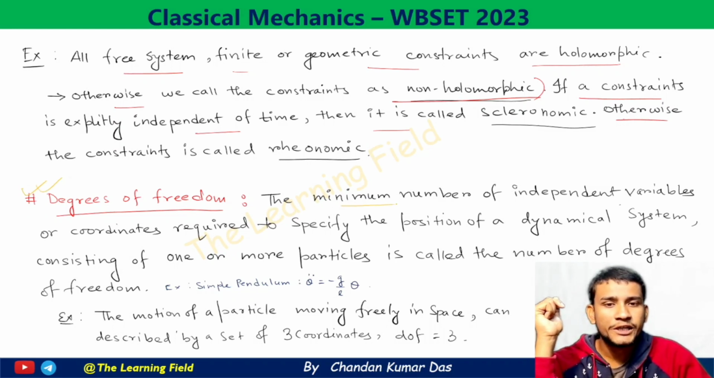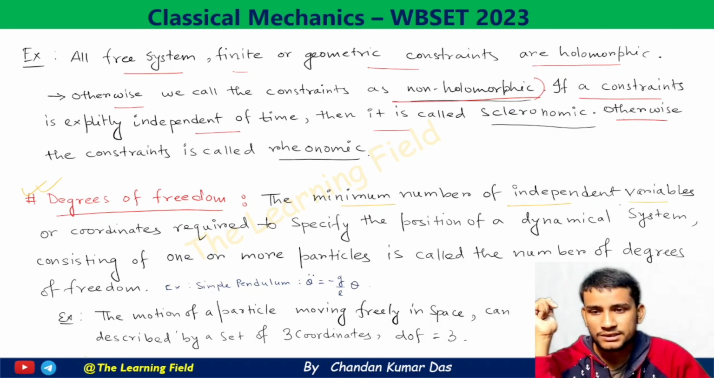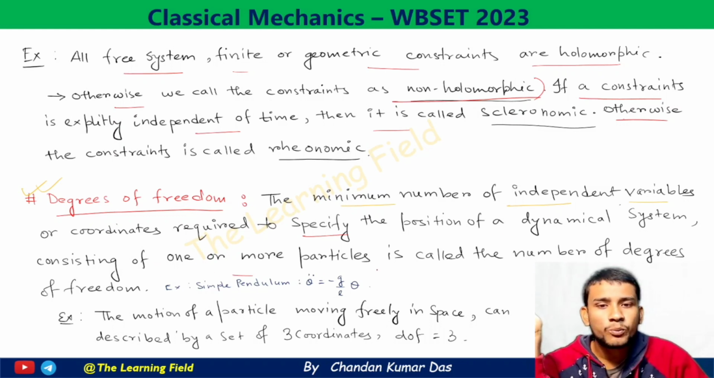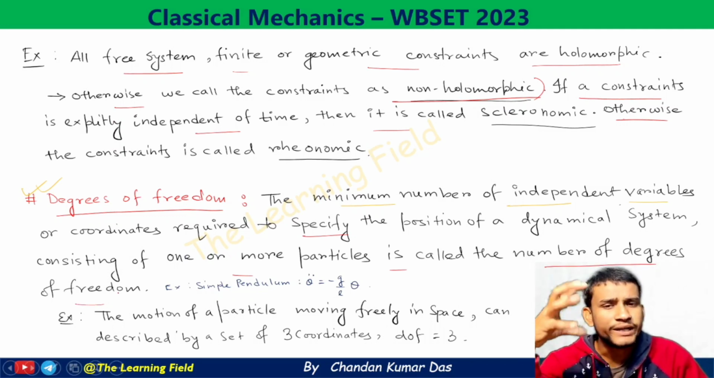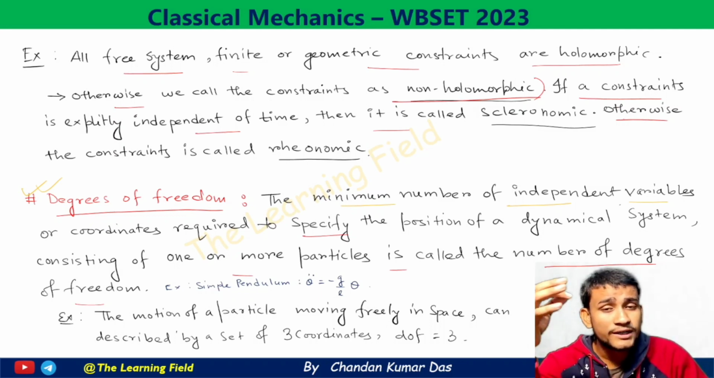So it says that the minimum number of independent variables or coordinates required to specify the position of a dynamical system consisting of one or more particles is called the number of degrees of freedom. That means, suppose any mechanical system occurs in any space, here the coordinates or space coordinates are very important. Okay, so degrees of freedom means what?